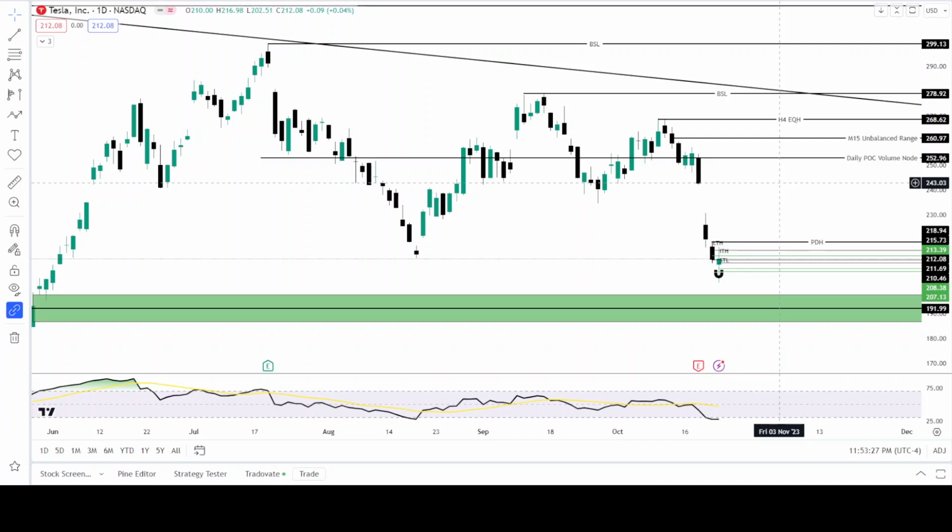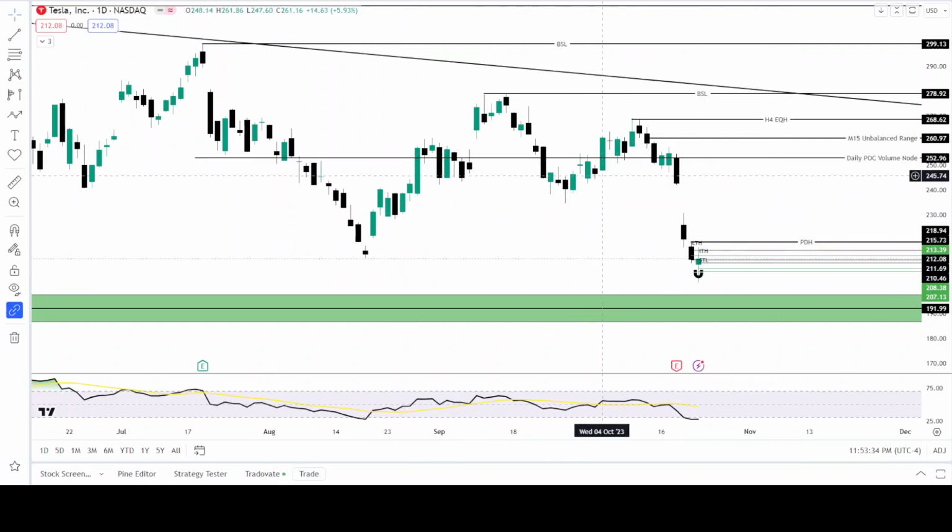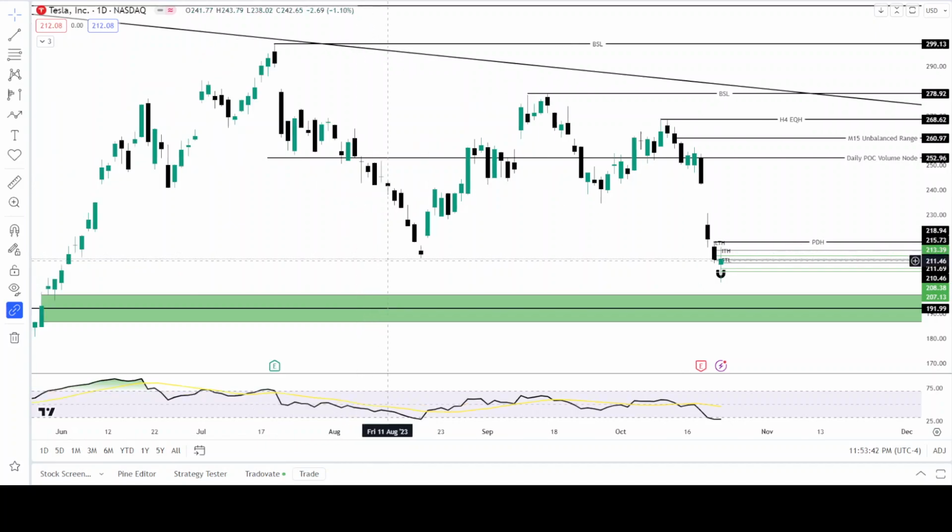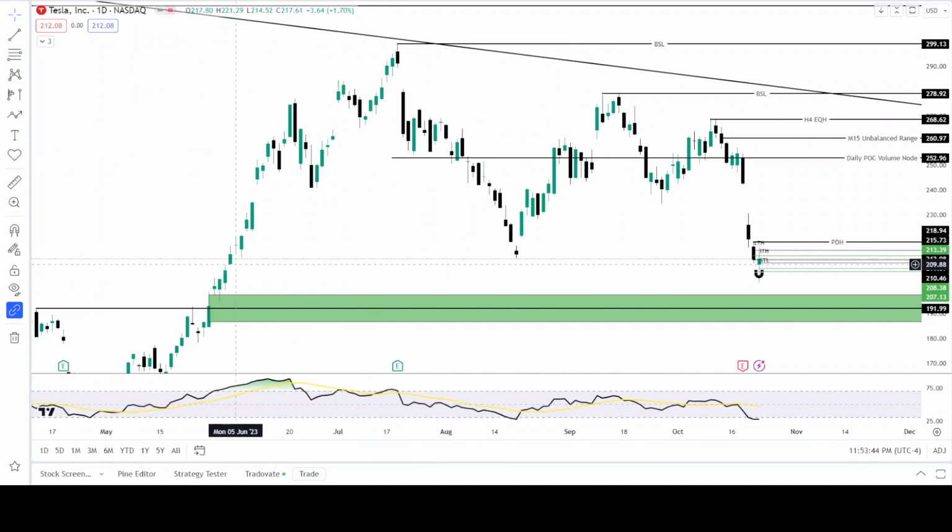So let's go ahead and dive right into the chart. We got our Tesla daily chart up. You can see we're coming off of that big sell-off that happened over the earnings call, where we just continued to come down, and we took the liquidity that was down here below. If you zoom back out, we're starting to hit some of these fair value gaps, some of these volume imbalances, some other things that we have going on.